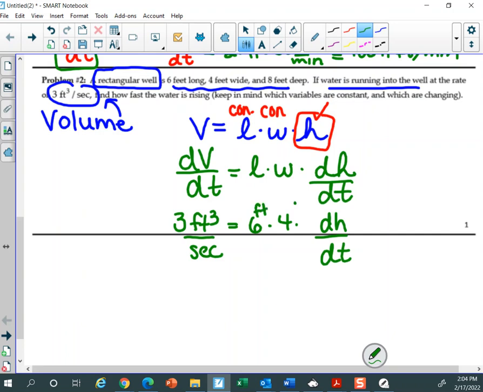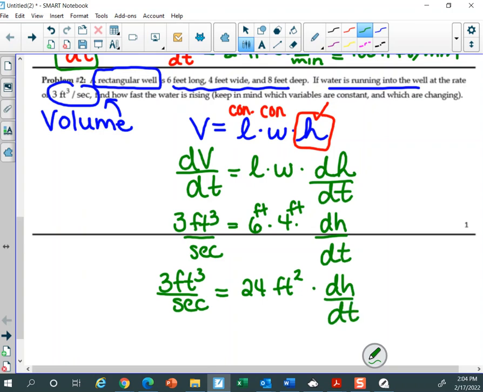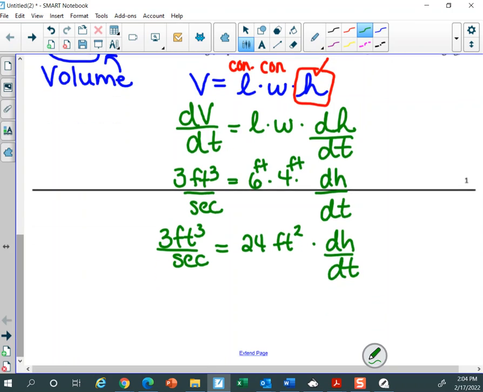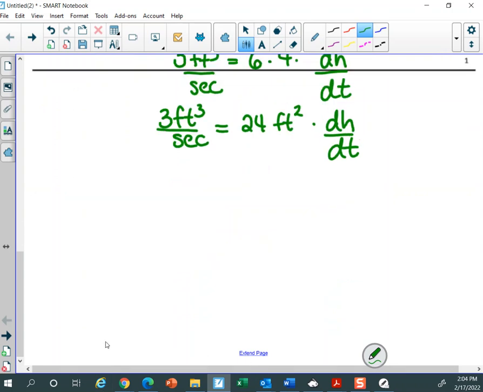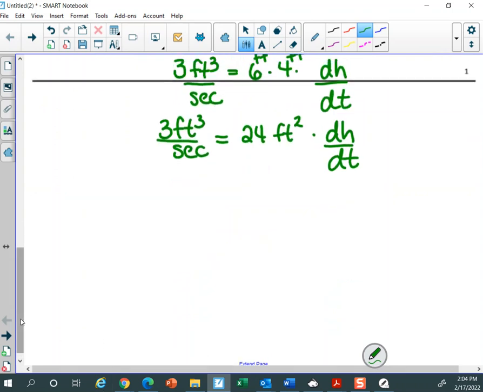This is feet, and this is feet. So when I take 3 cubic feet per second equals 24 square feet times dH/dt, this is the kind of thing where you've got to be careful, don't go mental. You look at it and get excited, like, woo, 3, 24. The answer's 8. But the answer's not 8.